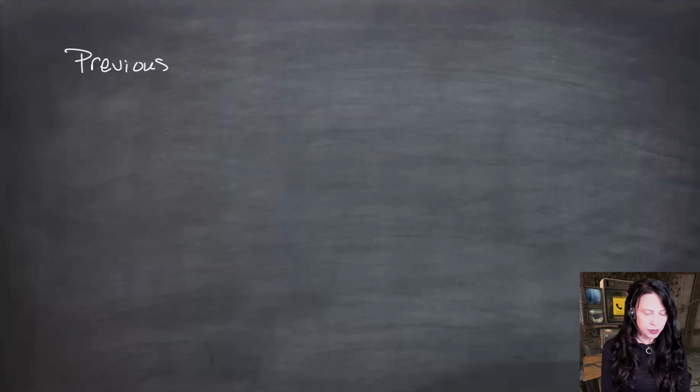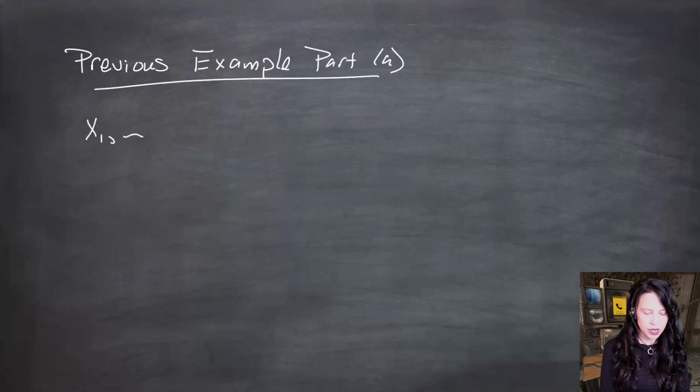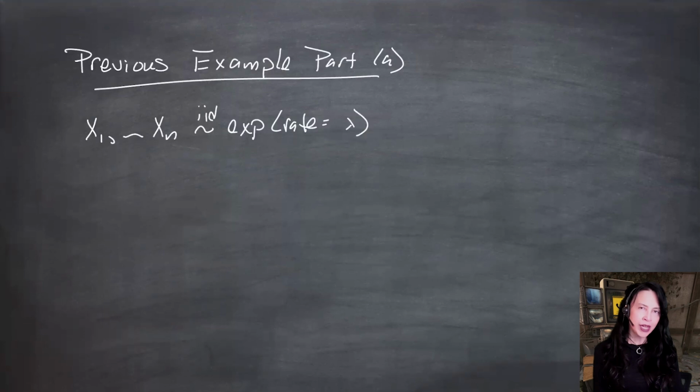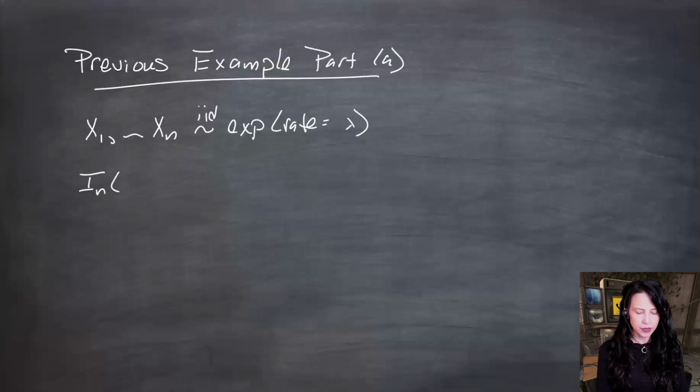Let's go back to our exponential example. The previous example, let's just look at part A. We had x1 through xn, IID, exponential with rate lambda. And we wanted to find the Cramér-Rao lower bound for a tau and another tau. And really, it came down to the Fisher information, which took a bit of work. But now we can say, because these are IID, this is n times the one-dimensional Fisher information.